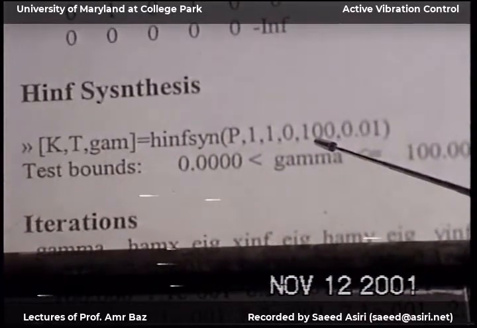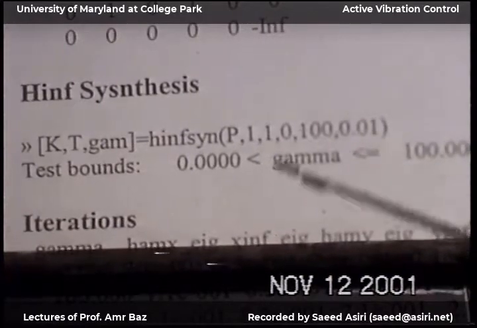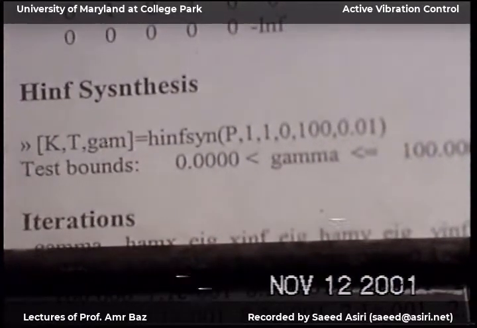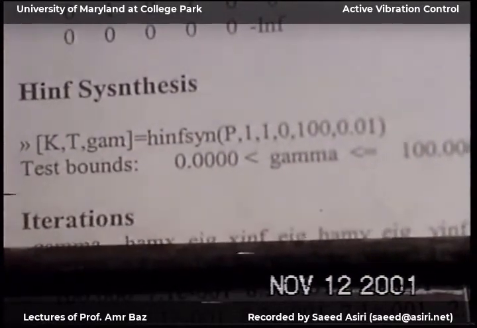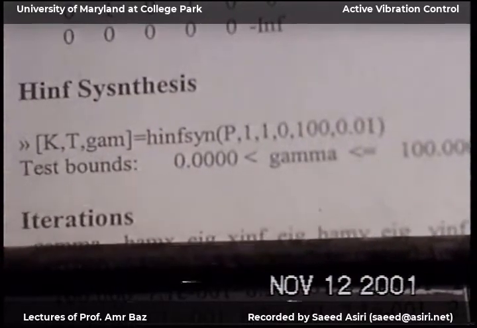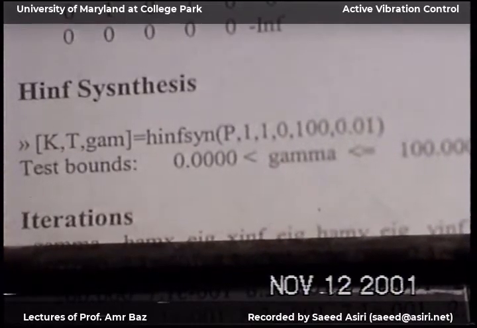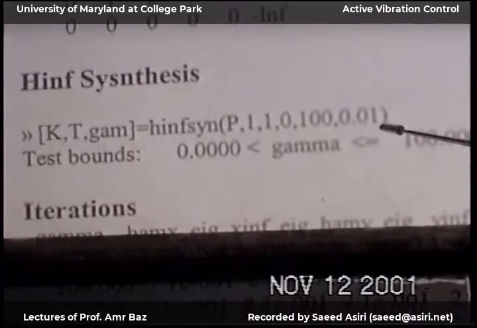And the largest number is the maximum number of gamma. These are my guesses. If these are okay, you will find the solution. If it's not okay, the program will tell you there is no solution in this range. Increase the range, because maybe gamma minimum is more than 100.